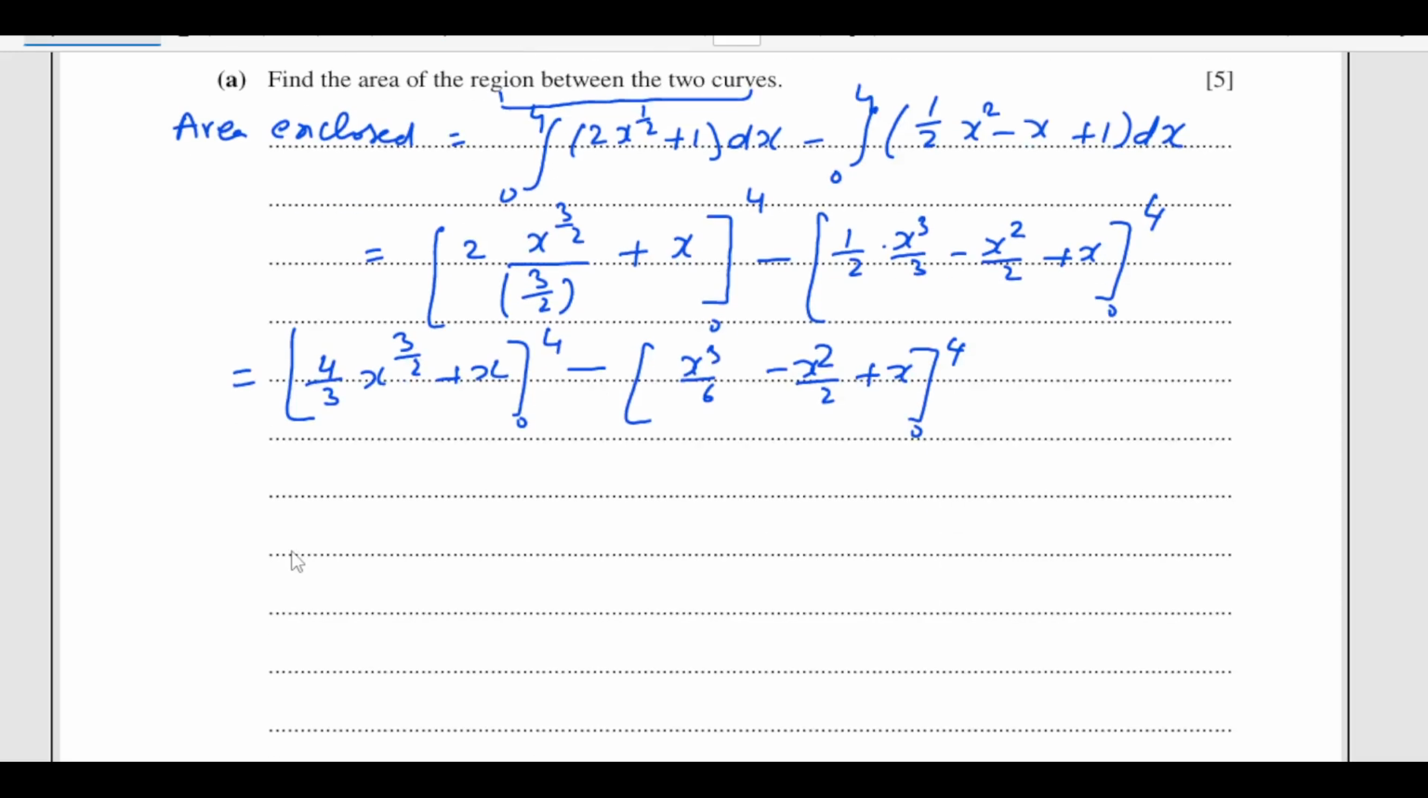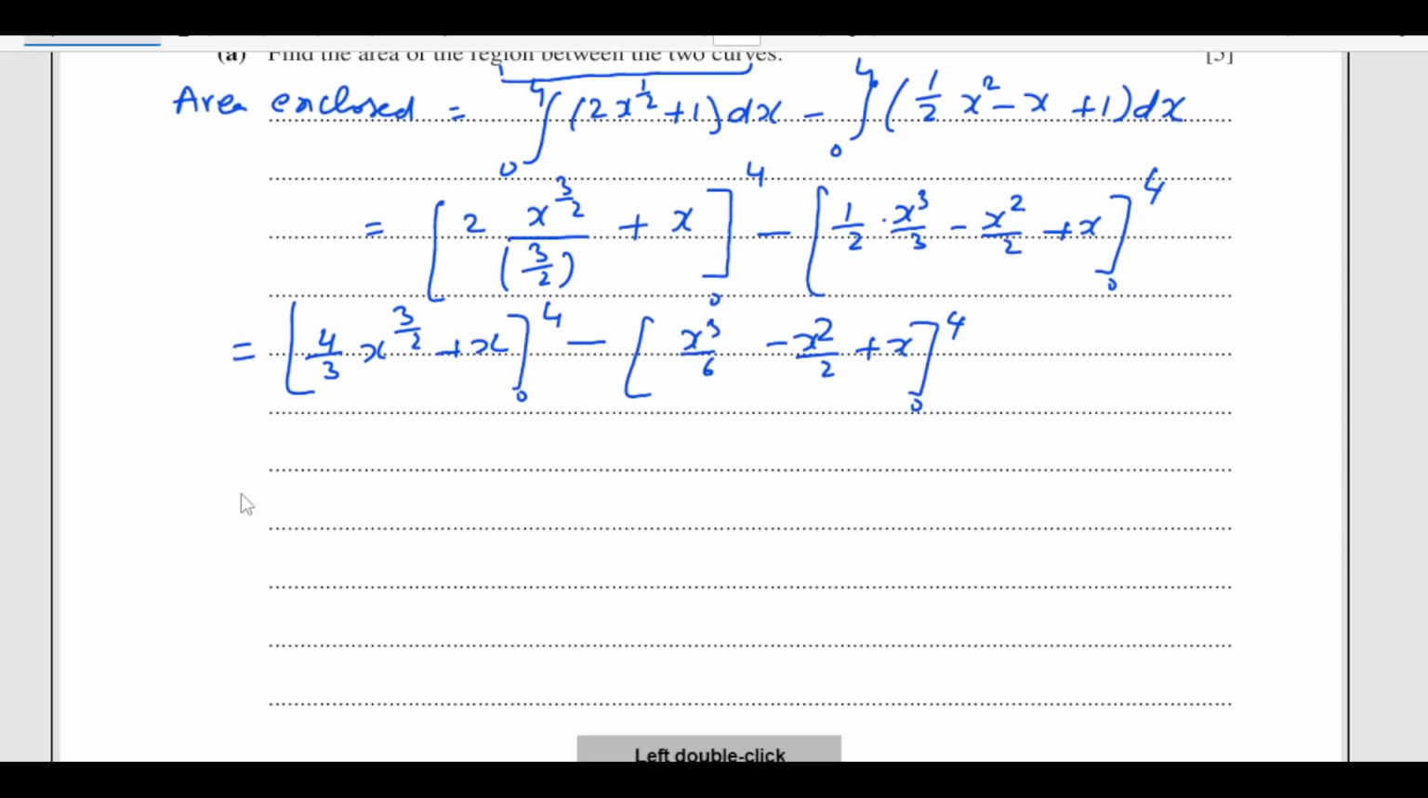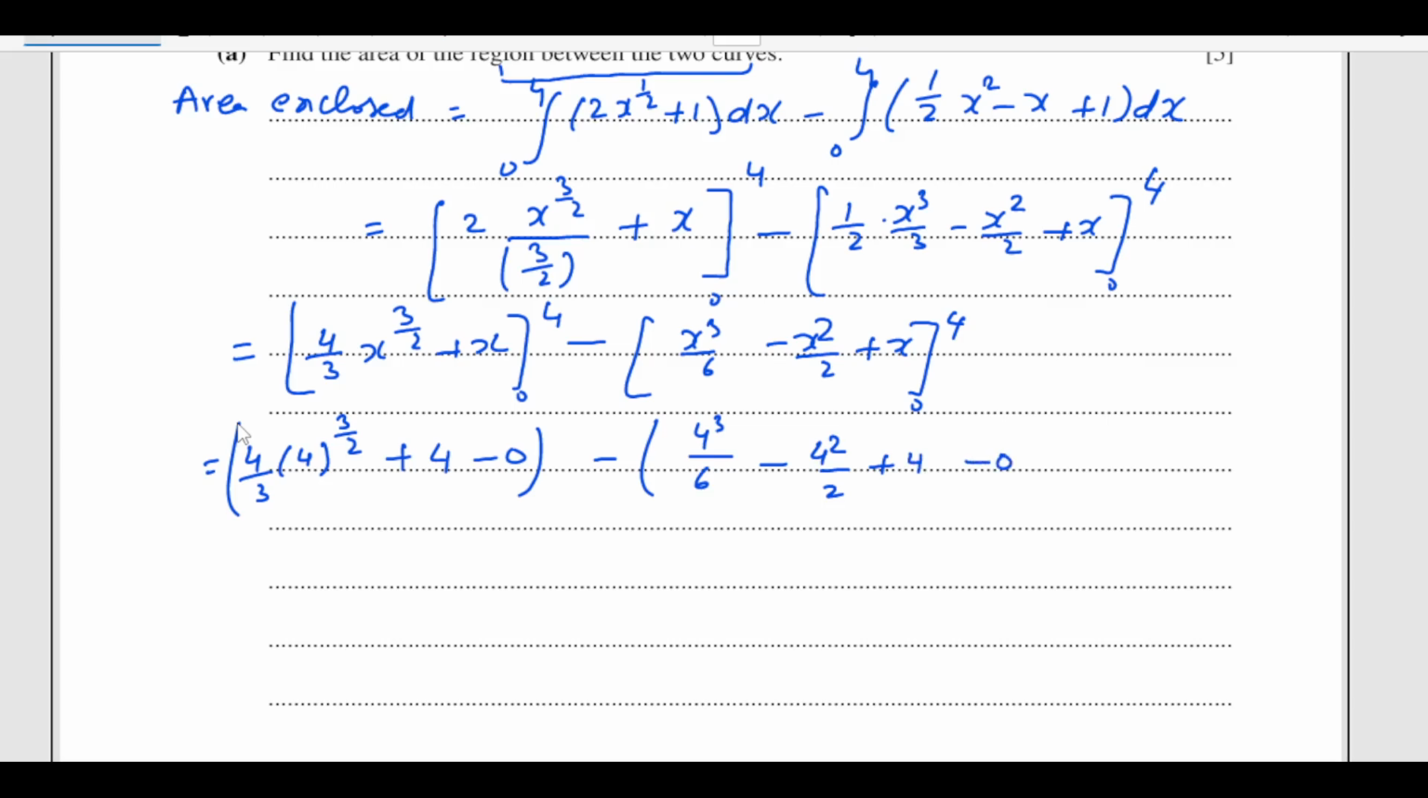So now we will substitute the limits. So this is going to be 4 over 3, 4 power 3 over 2 plus 4, and then this other one minus is going to be 0, so I'm just leaving that minus 0. So minus another one here is 4 cubed over 6 minus 4 squared over 2 plus 4, and again minus 0, right? So just plug in all the values.